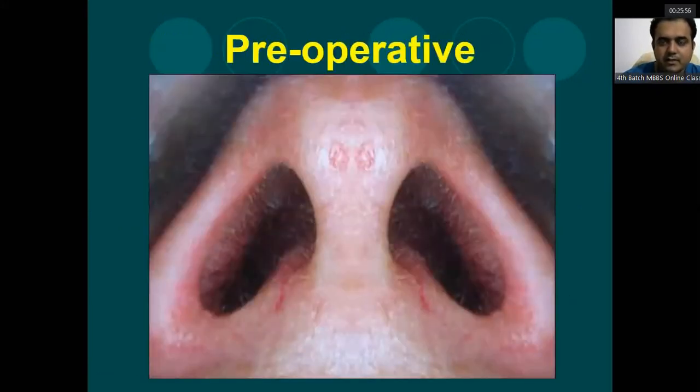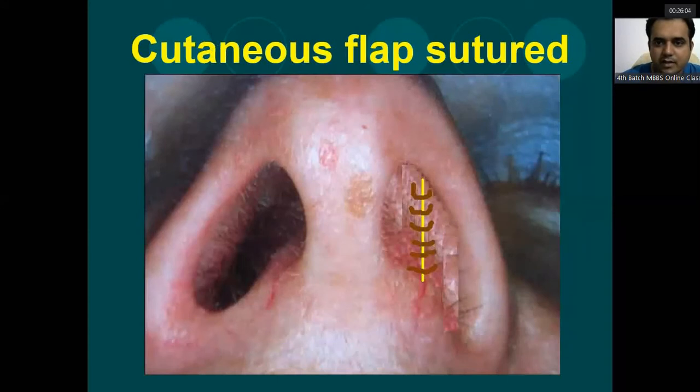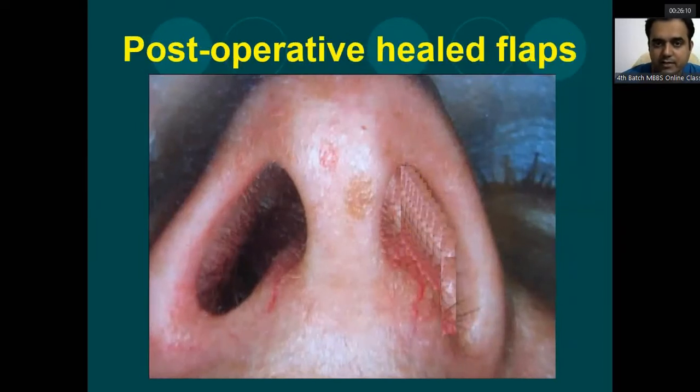So this is pre-operative, and this is how the Young's operation is done. The flaps are elevated and they are sutured or closed. And this is post-surgical. Now the nasal cavity is closed, and the nasal cavity is also closed on the other side. And look, this is how it appears.